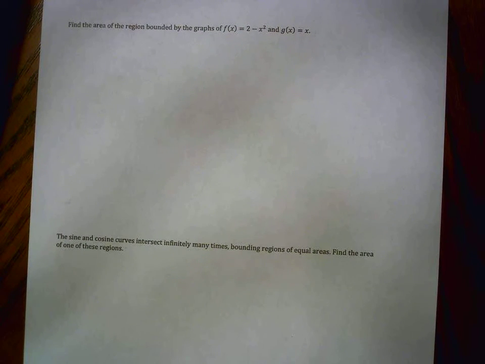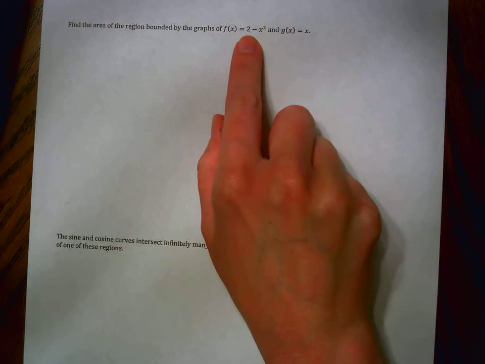Okay, so we're going to do two more examples to find area between two curves. If you notice, this is the back of the first page we just finished. It's the next example, and it says find the area of the region bounded by the graphs f of x equals 2 minus x squared and g of x equals x.